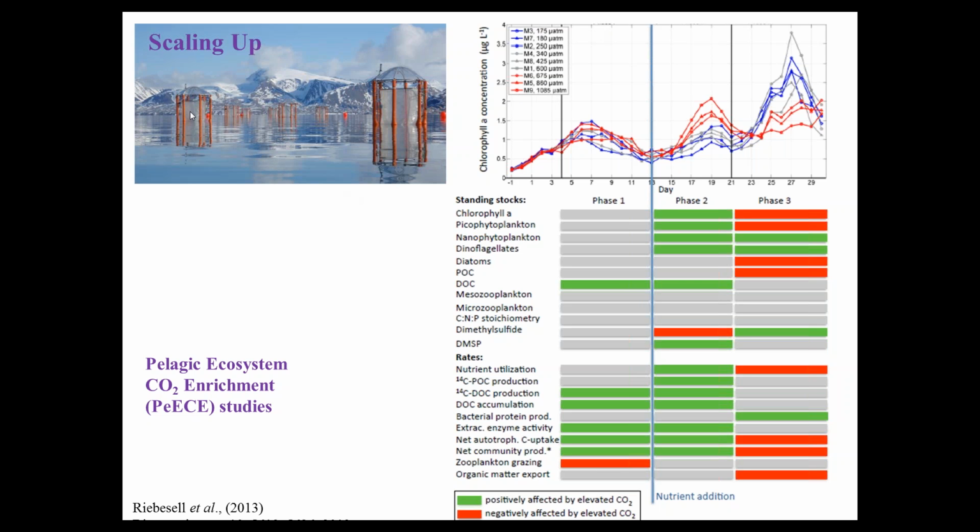And what they do with these mesocosms is that they truly enclose an entire planktonic community, which really allows us to look at some of those larger scale effects. What this one shows you is chlorophyll concentration in each of those mesocosms. Again, the red colors are the highest CO2 treatments, intermediate in gray, and blue is the lower CO2 treatments.